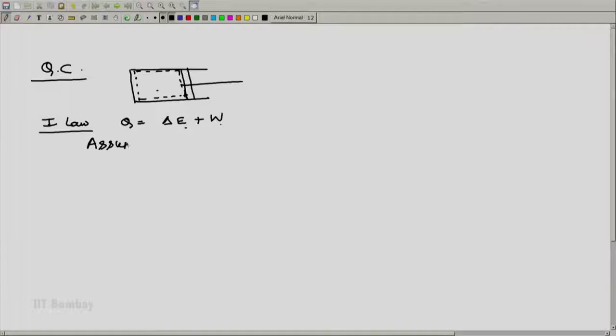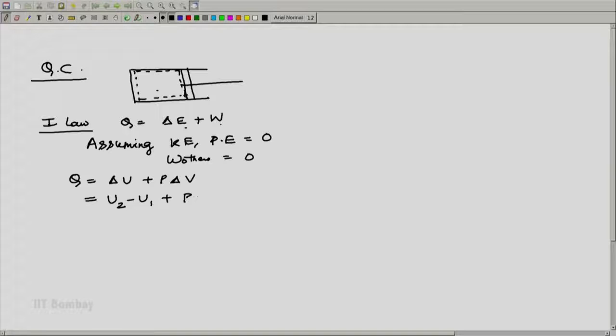Assuming that, which is a standard assumption, assuming that change in kinetic energy and potential energy and any other energy are 0 and also W others, other than the expansion work, is 0, we can say that Q is equal to delta U plus P delta V, simple assumption, and therefore for state 1 and state 2 we can say U2 minus U1 plus P times V2 minus V1 because the process is at constant pressure, and this is nothing but U2 plus PV2 minus U1 plus P1 V1, and therefore this will come equal to H2 minus H1, change in enthalpy, which is equal to delta H. So, whatever Q goes during this constant pressure process, if all these assumptions are okay, then we say that Q is equal to delta H.